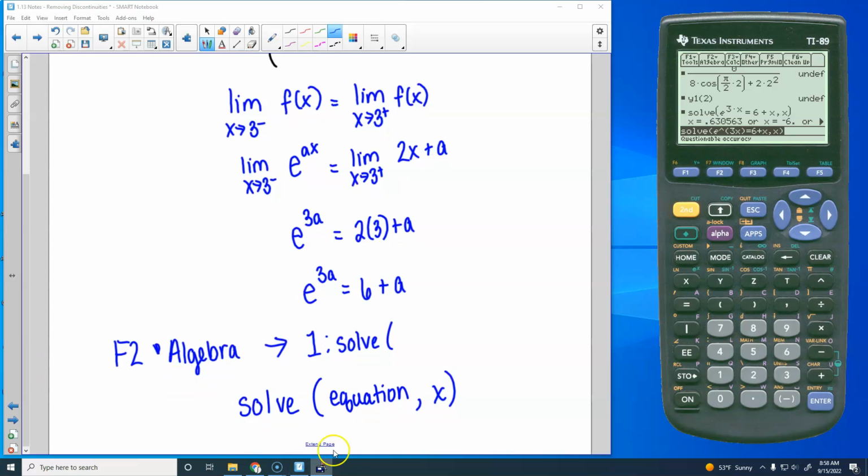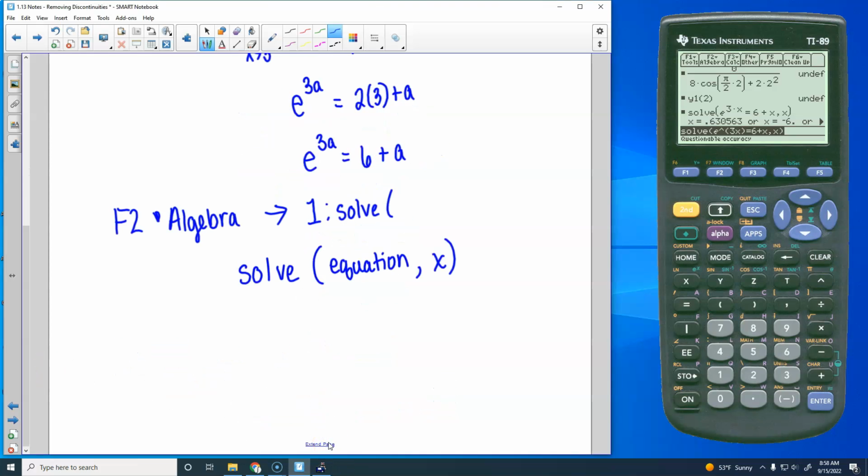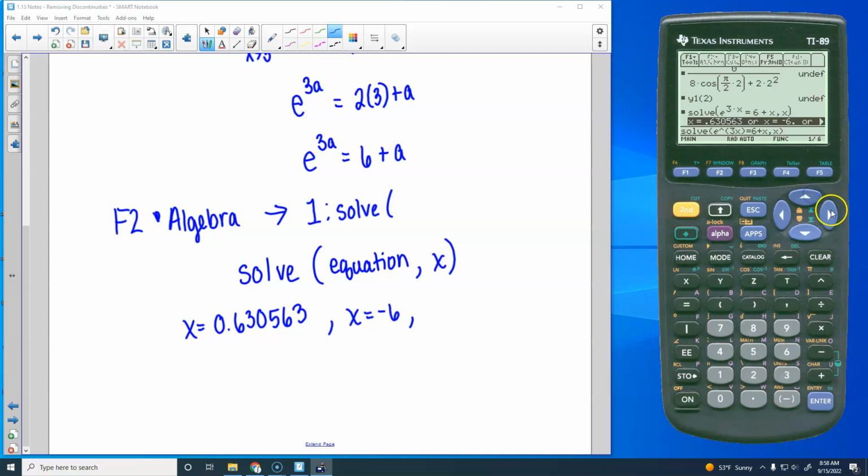And we get x equals 0.630563. We get x equals negative 6. Don't hit enter again or anything. If you hit the over button, if you go up here, hit the over button, it'll give you another negative 6. I'm not sure why it did that.